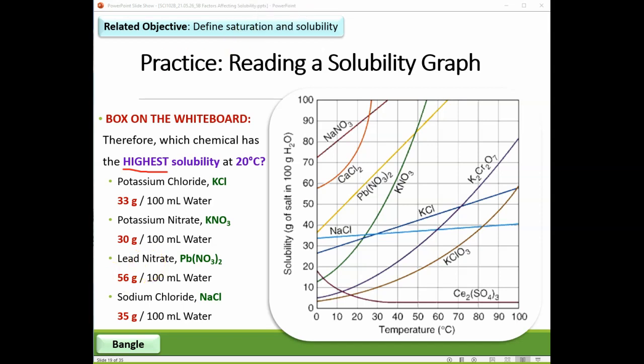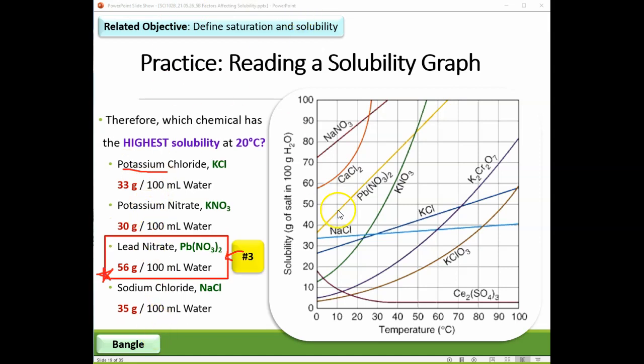Well, taking a look here, 56 is definitely much larger than all these other numbers, so this means that we can dissolve a lot more lead nitrate per 100 milliliters of water than we could of potassium chloride, potassium nitrate, or even sodium chloride. All right, so this is going to be our answer to number 3. Go ahead and pause the video and continue playing once you have that filled in.